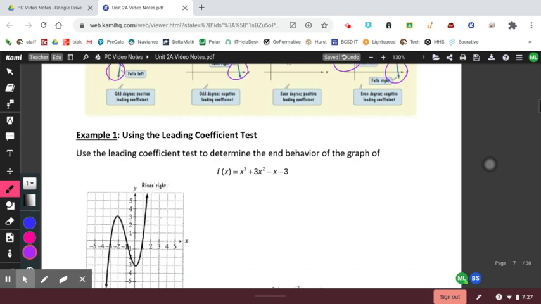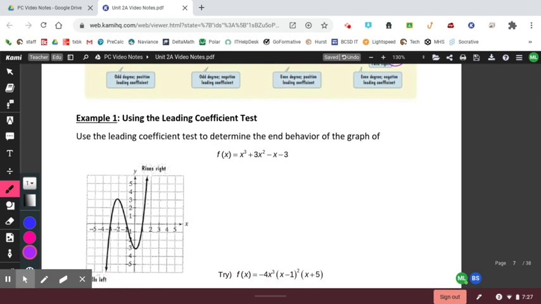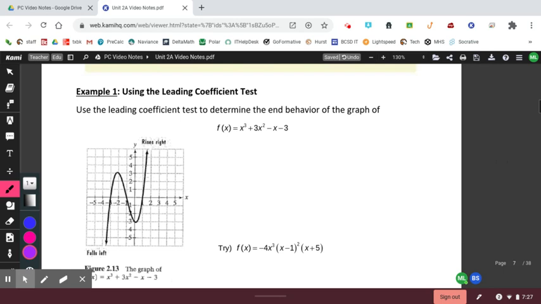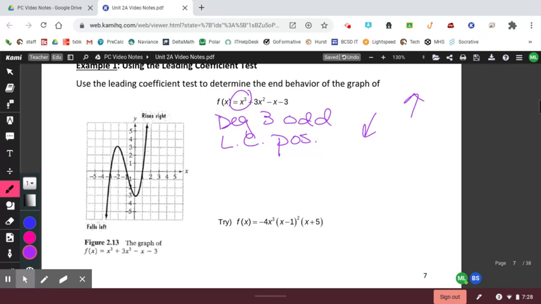All right, using the leading coefficient test, determine the end behavior of the graph. If we look, there's your highest degree. So the degree is 3, which is odd. The leading coefficient is positive because it's 1. So if you have an odd degree and a positive leading coefficient, your ends should fall left and rise right. And just verifying that, here's your graph. Falls left, rises right.